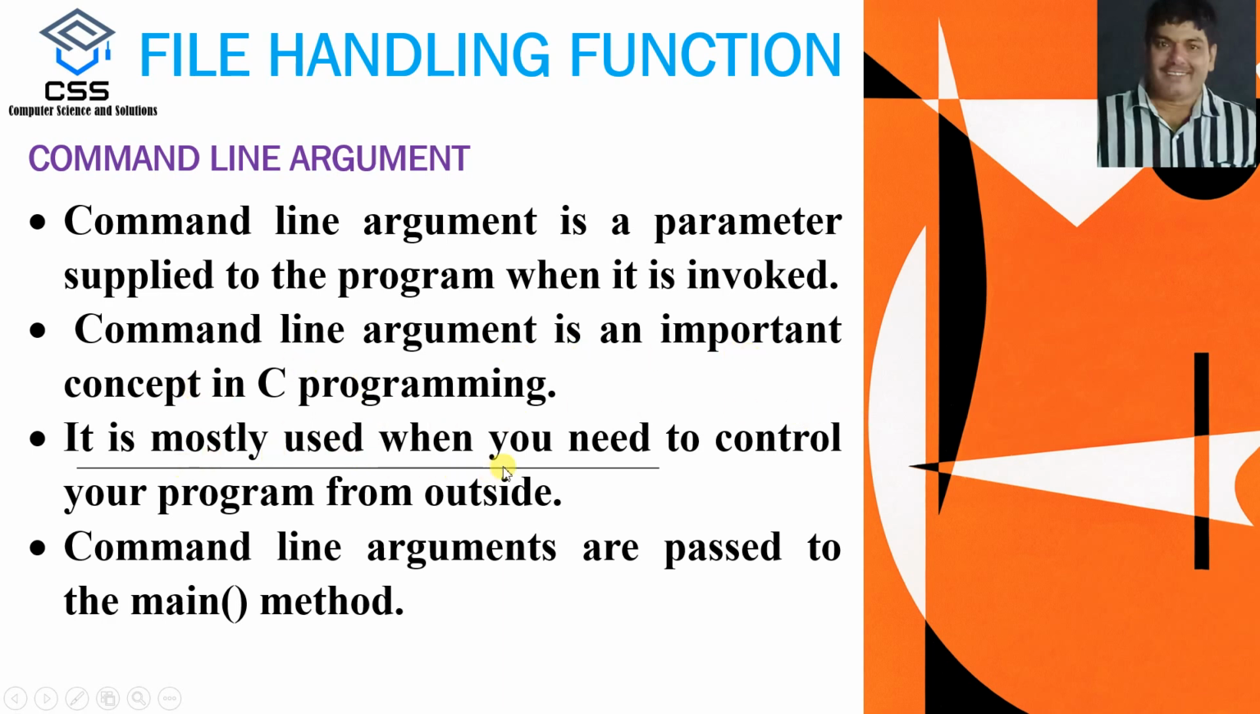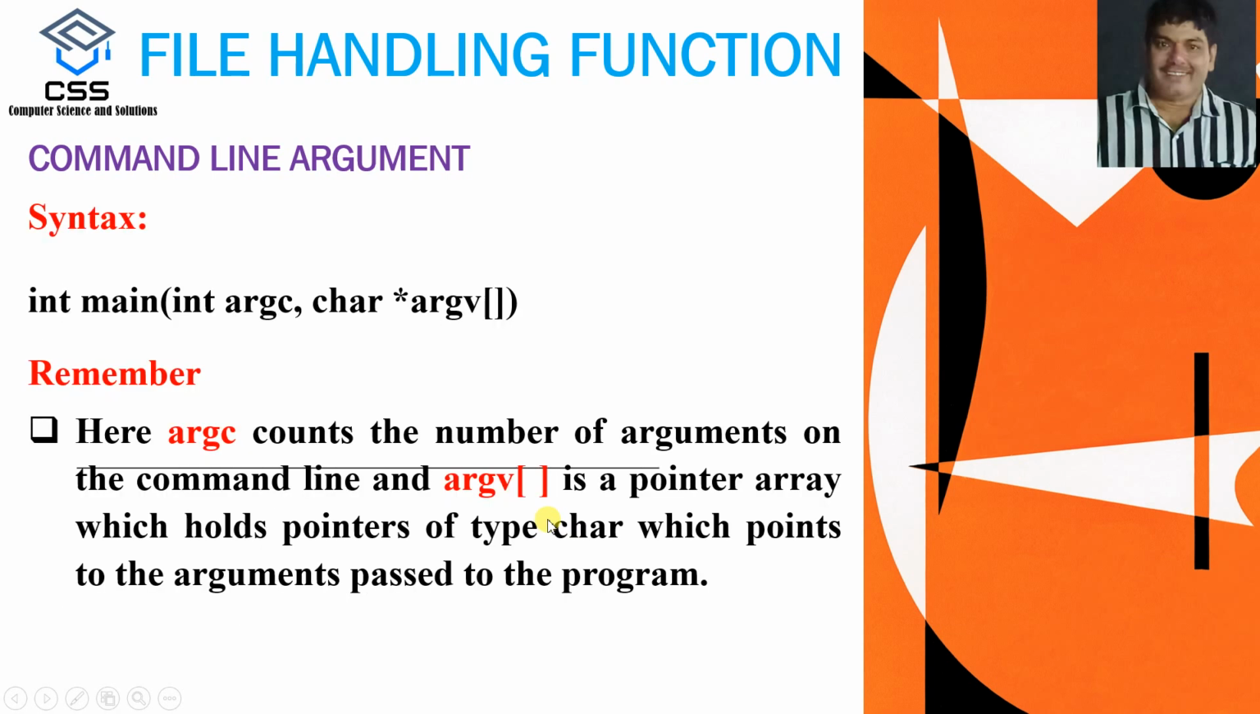Command line argument is an important concept in C. It is mostly used when you need to control your program from outside. Command line arguments are passed to the main function because, as we know, we are always writing the return type main function and within the parentheses nothing is written, but at the time of command line argument we take two parameters. One is argc and one is argv. Argc counts the number of arguments you are passing. As it is the number of arguments, the data type is integer.